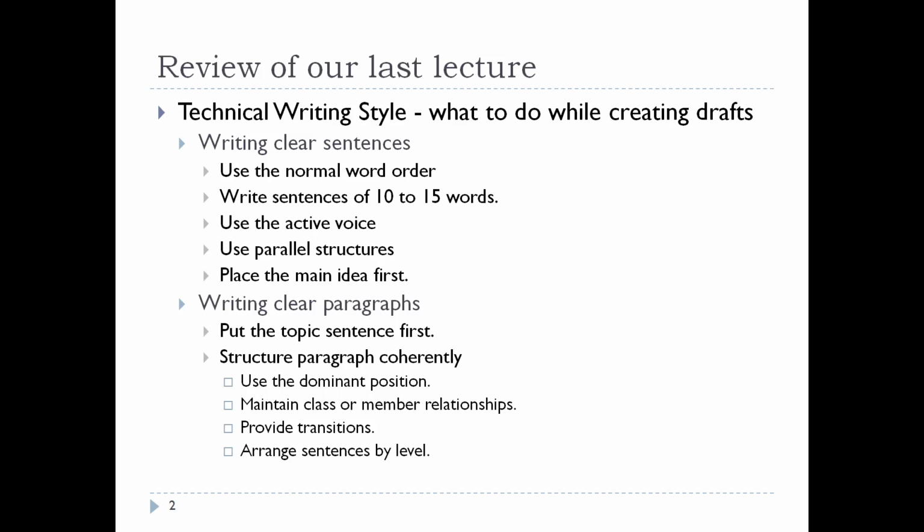Then you should maintain class or member relationships. Okay, so class or member relationships between the things that you're talking about also bring coherency in your paragraph. So what do we mean by that? You can also look at the example from our last lecture. Then you should provide transitions between sentences.